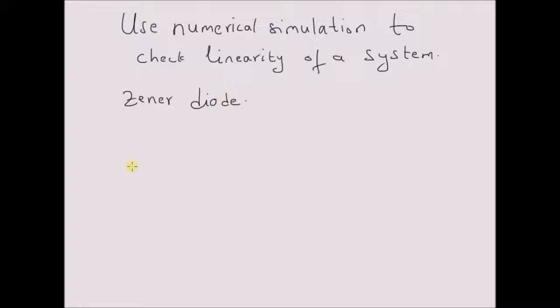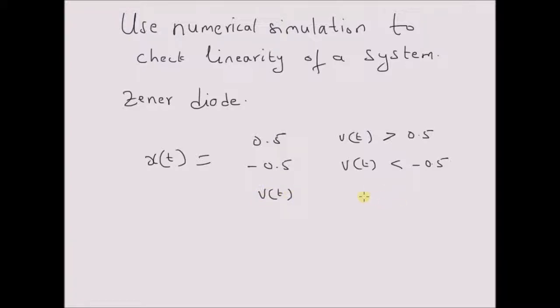So the system for this zener diode can be defined as x of t is equal to 0.5 for the input voltage V of t greater than 0.5, and it is equal to minus 0.5 when V of t is less than minus 0.5 and equal to V of t elsewhere. So given this definition of the system, we want to verify whether this is a linear system or not by using numerical implementation or numerical simulation.